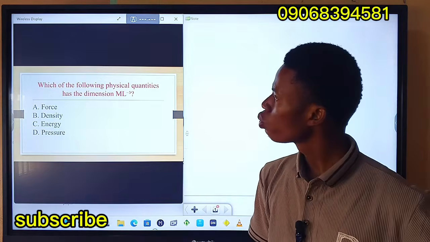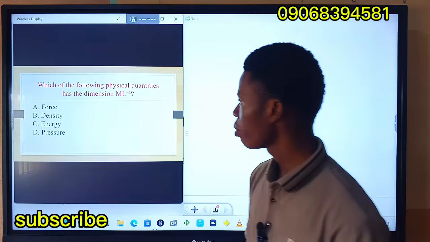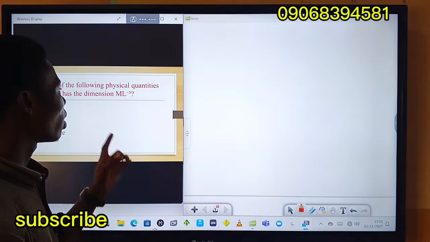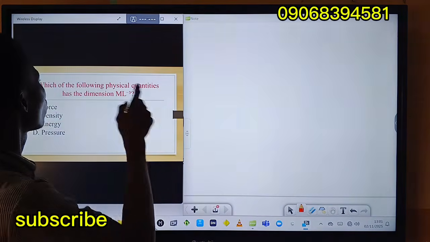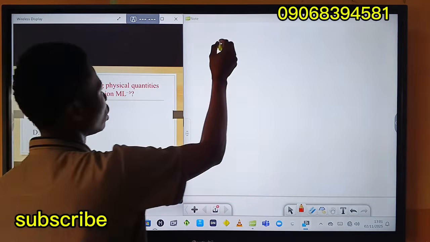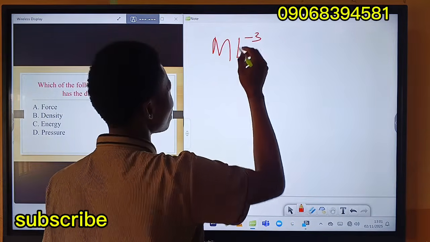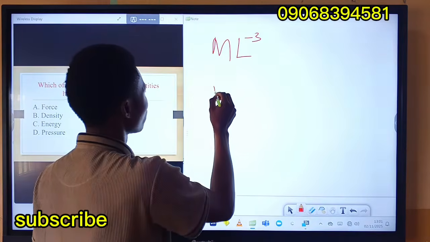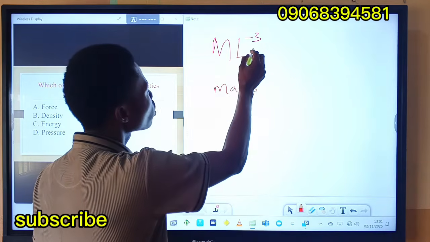Next question. Which of the following physical quantities has the dimension M, L raised to the power minus 3? This one, you have to look at it very well. They gave us the dimension and they are asking us the quantity that has the dimension. The dimension we're given is M, L raised to the power minus 3. This is a bonus question. You know why? M, you already know M is what? Mass, right? So mass. Then this L raised to the power minus 3.